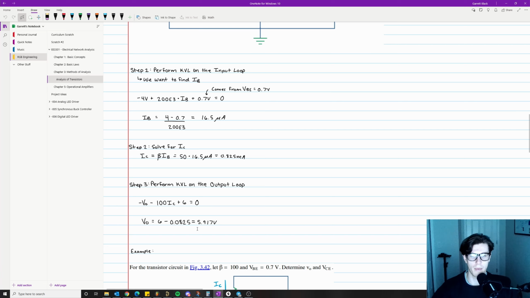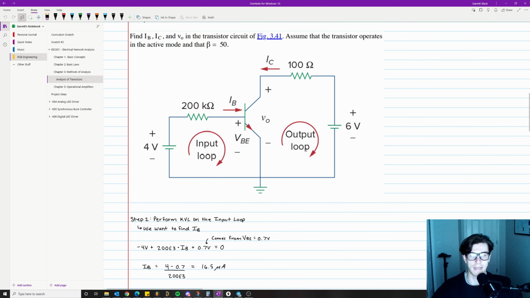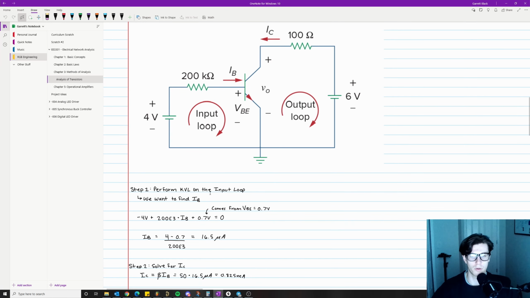You just do the math on that and you figure out that V out equals 5.917 volts. Okay, and that's all there is to it. Like I said, it's as straightforward as finding the current into the base pin, and that basically sets you up for the rest of the circuit.